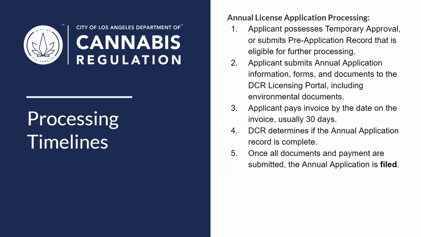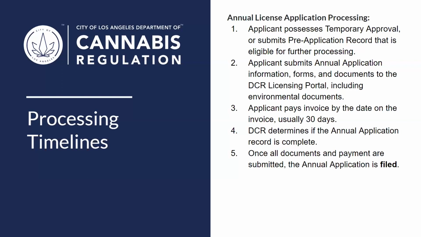So an applicant that either has temporary approval or has submitted a pre-application review record that was deemed eligible for further processing may enter DCR's annual license application process. For businesses that had temporary approval and a legal business entity record, DCR opened up this process to those businesses on May 1st of 2023.